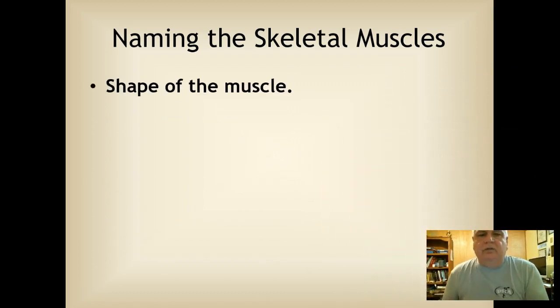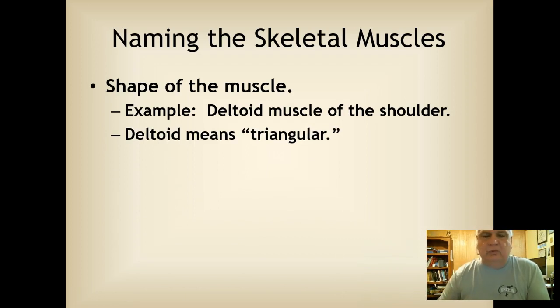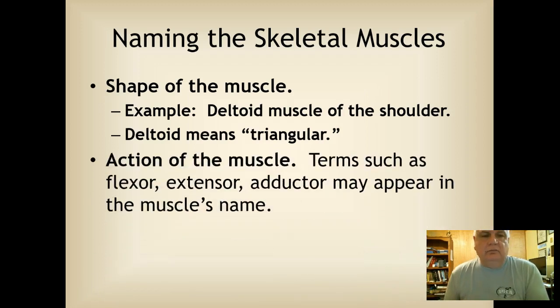So the next criterion for naming skeletal muscles is the shape of the muscle. For example, we have the deltoid muscle of the shoulder. Delt means triangular, so deltoid actually means triangle-like, or referring to a triangle.